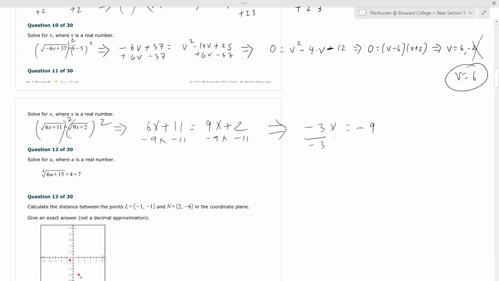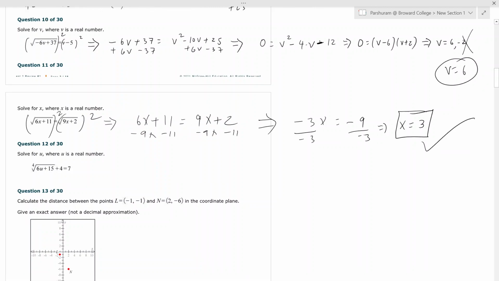And if I just divide both sides by negative 3, that would be x equal 3. So if I put x equal to 3 on the left side of the original equation, it will be square root of 6 times 3 plus 11, which is square root of 18 plus 11, that is 29, equal to square root of 9 times 3, which is 27, plus 2 is 29. So this gives us a valid statement. So that means this is the right answer. Okay. So that's problem 11.